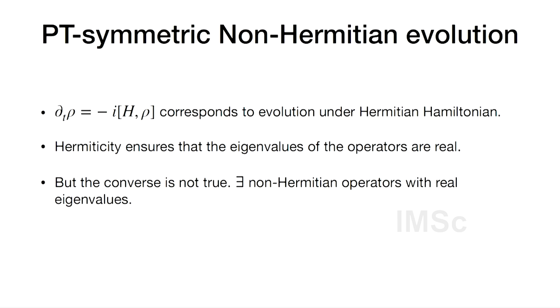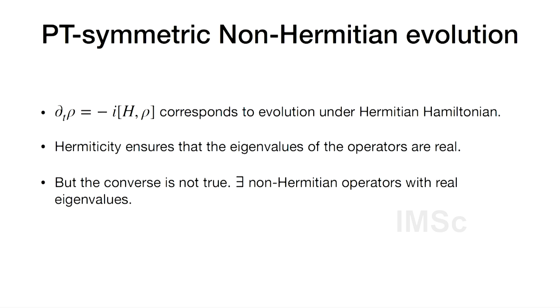And now we will look into a particular way of modeling this noise, which is the non-Hermitian evolution, in particular the PT-symmetric non-Hermitian evolution. Now, in quantum mechanics, for closed systems at least, we want our operators to be Hermitian, because hermiticity ensures that the results of the observations are real, right? So you can define them as operators, but the converse is not true.